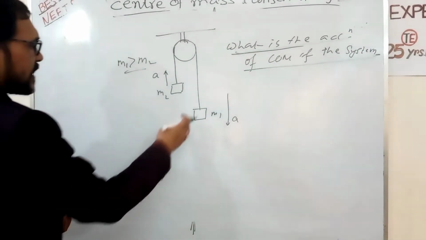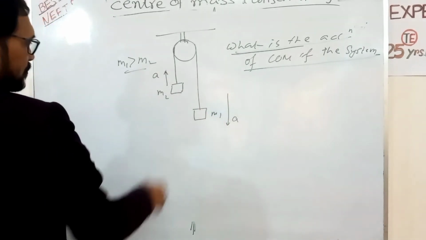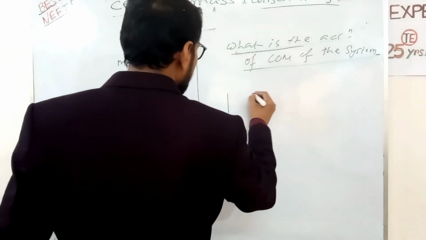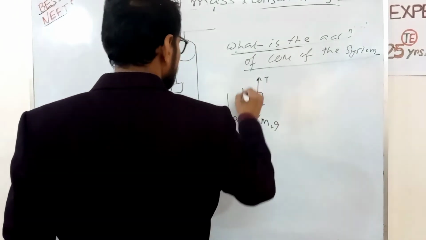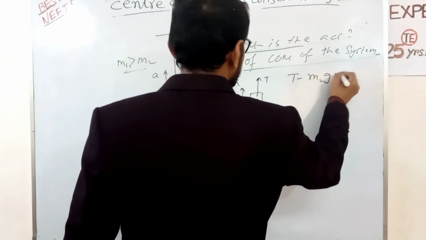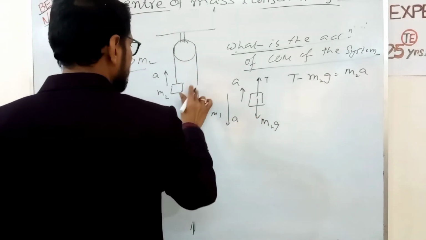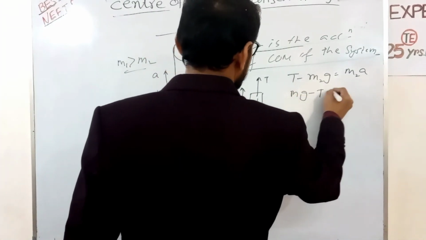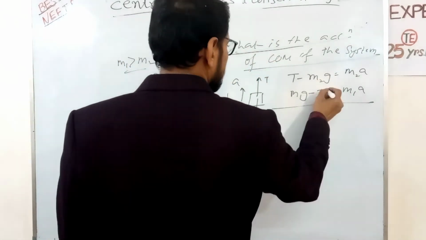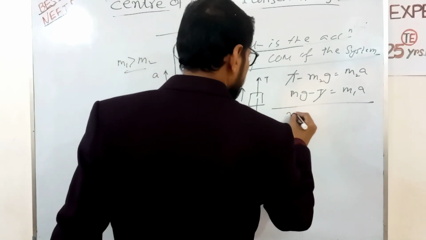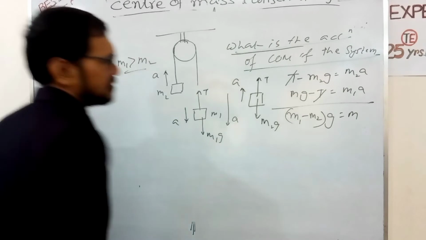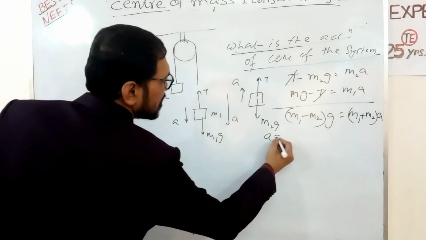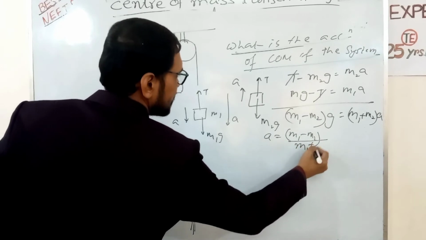First find the magnitude of a. m1 and m2 move with the same acceleration, but m1 moves downward, m2 moves upward. First we find the magnitude of the acceleration. From Newton's laws of motion, for m2 we apply T minus m2g equal to m2a. This is the equation of motion. Now for m1, in this direction, we get m1g minus T equal to m1a. If we add, T cancels, so a equal to m1 minus m2 by m1 plus m2 into g.